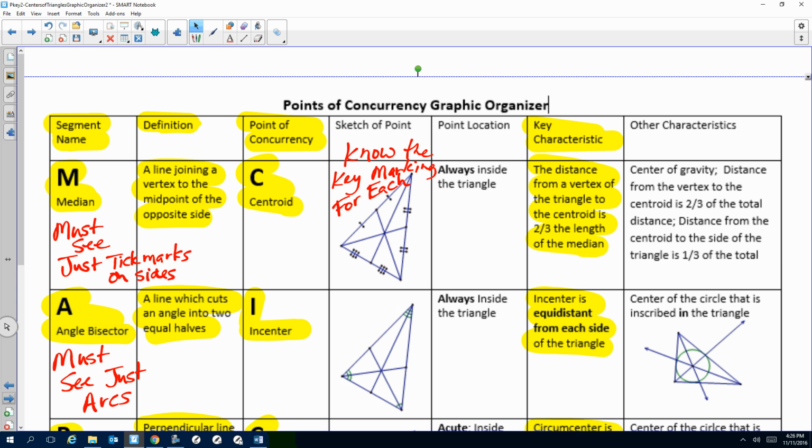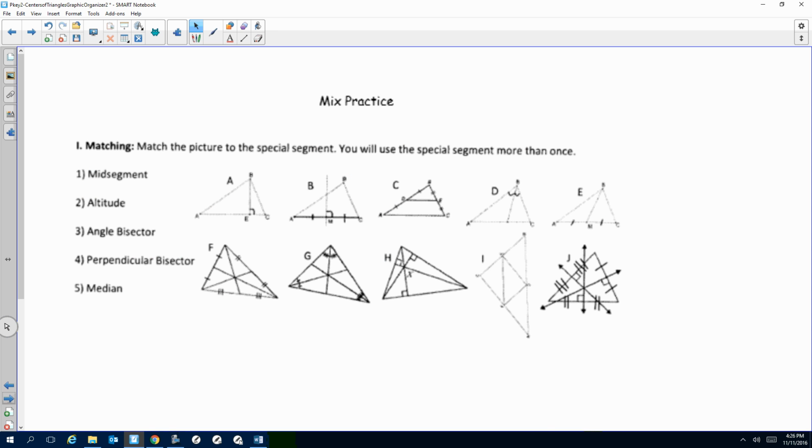But like I said, use this table on your mixed practice. The first thing you're going to be asked to do on the test is just identify the special segment by its markings. We can have them all in one triangle or separated. If it's just a box, we're just showing perpendicular from a side to a vertex, that is an altitude. So A is an altitude. Here we have a box and tick mark, so it's perpendicular and it's going through the midpoint. We have a perpendicular bisector. C, this is what we did on the purple paper. Hopefully we know that's a mid-segment.